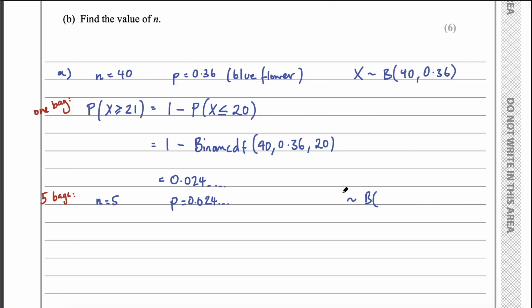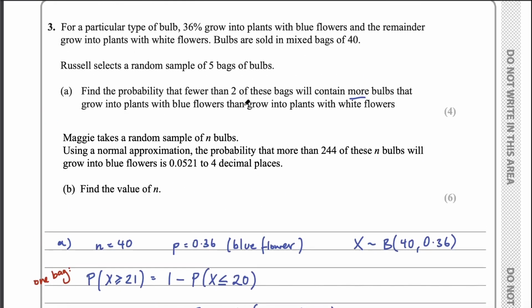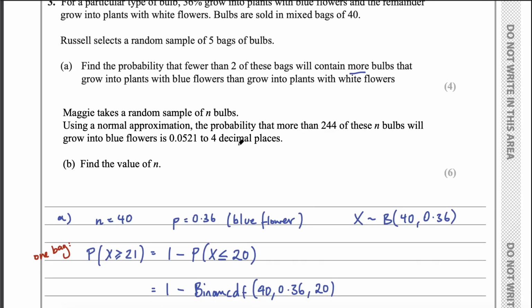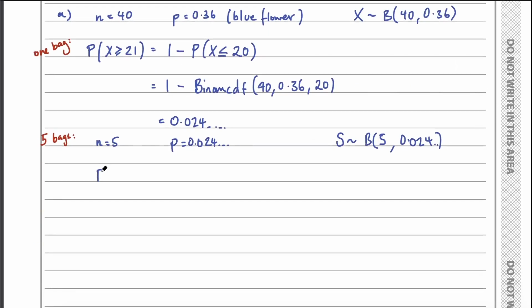So maybe we could call it S for sacs or something. This is going to be binomially distributed with a sample size of 5 and a chance of success of 0.024. Okay, now, going back to the question, we're looking for the probability that fewer than 2 of these bags will contain more bulbs that grow into blue flowers. So fewer than 2 is less than or equal to 1. So our probability of S being less than or equal to 1 is what we're looking for.